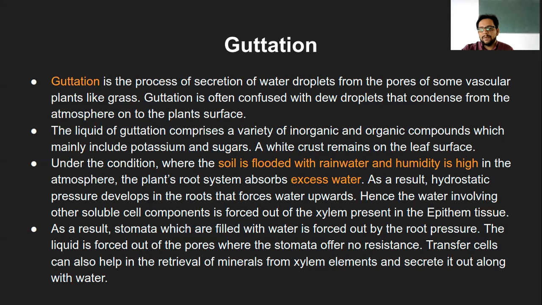So guttation is often confused with the dew droplets. That is another phenomenon which you see due to the higher moisture, or condensation of the moisture from the atmosphere on the plant surface or the leaf surface, right? So guttation cannot be confused with dew droplets. The reason being, guttation is very specific to the margin of the leaves, while the dew droplets, whenever you observe them, are on the surface of the leaves. So there is a drastic difference between these two.